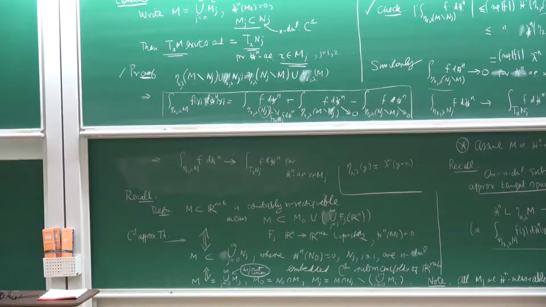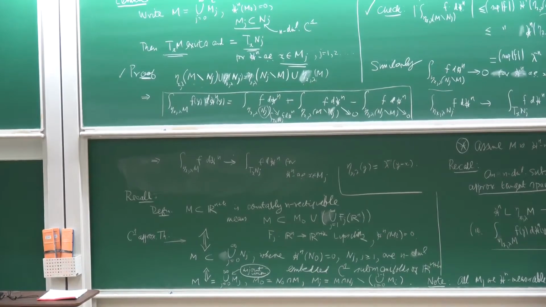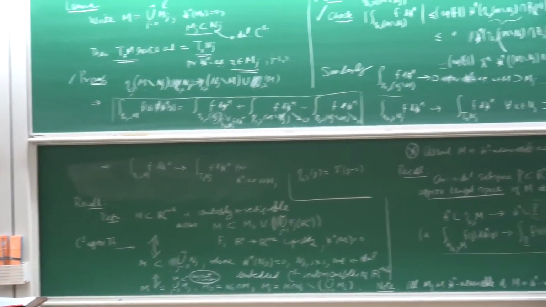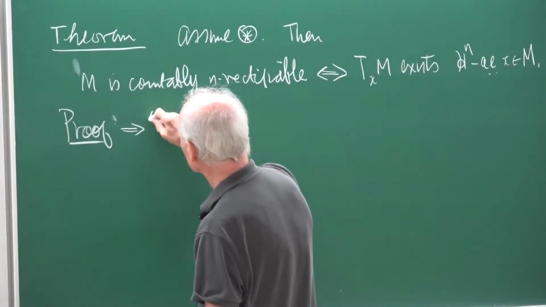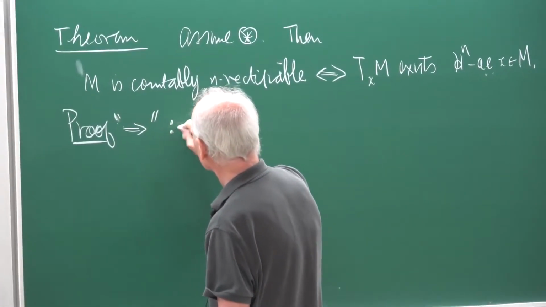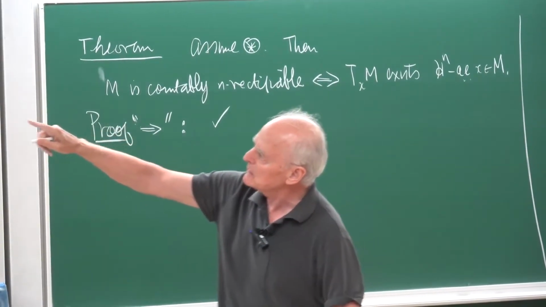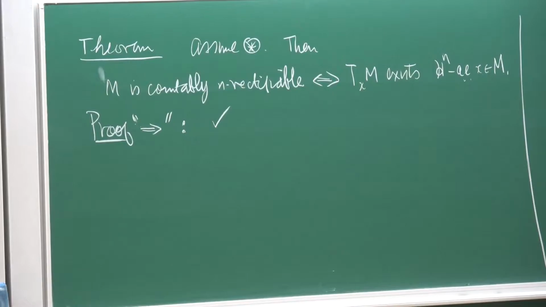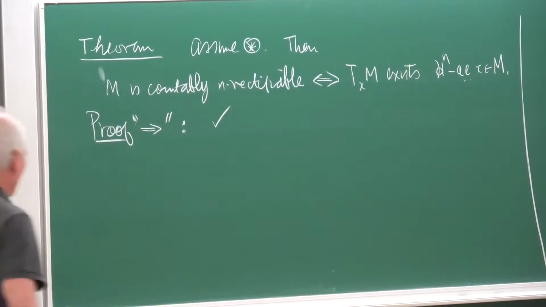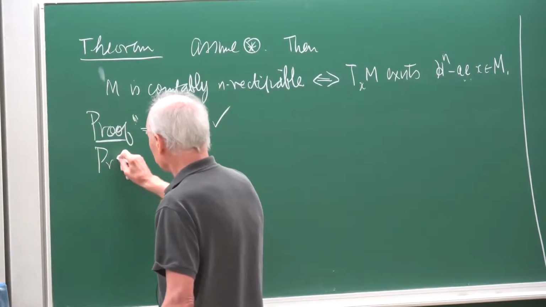So let's give the proof. Well, there are two things to prove. So this one we've already proved. This direction is the lemma. That's that lemma. In fact, this lemma gives a bit more information. It even tells you this additional information about the approximate tangent space. So let's give the other direction.